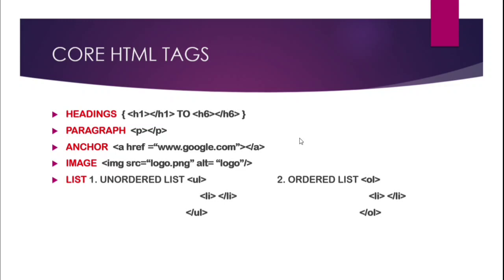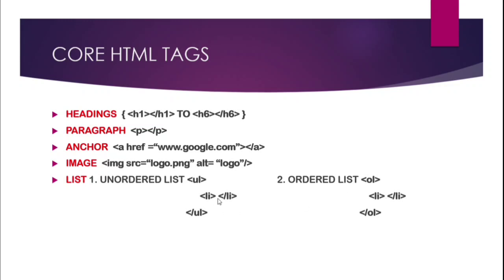Then we have the list elements. In the list we have two: one is the unordered list, and the second one is the ordered list. The unordered list has list items, and similarly the ordered list also has list items. Here the list item is the one where we mention the attributes and details that you want to add in the list.